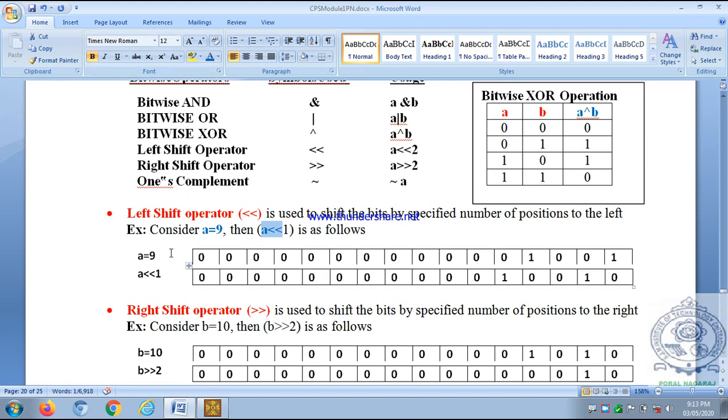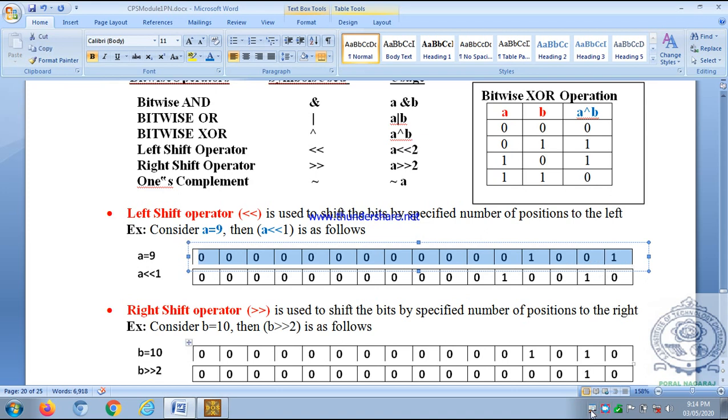So A is equal to 9, and in 16-bit form we write it like this. 9 in 4-bit 8421 code, the BCD representation of 9, is 1001. Because it is a 16-bit number, we have to write the remaining 12 bits as zeros. So 9 is 12 zeros followed by 1001.